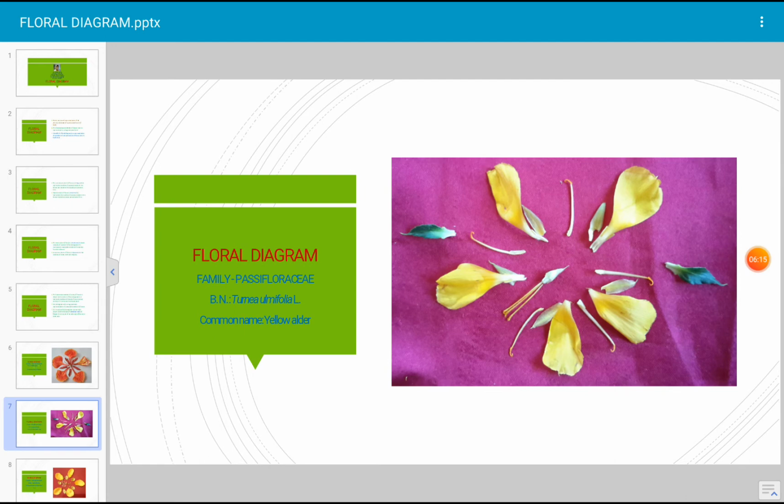This is a plant. I got it from the Marathwada region. At Udgir I got this plant, and this is the plant of Marathwada. Its family is Passifloraceae, and its common name is yellow elder. It has a pair of bracts below, the green color shown in the photograph, and there are 5 petals. The petals are united at the basal region and free at the top.